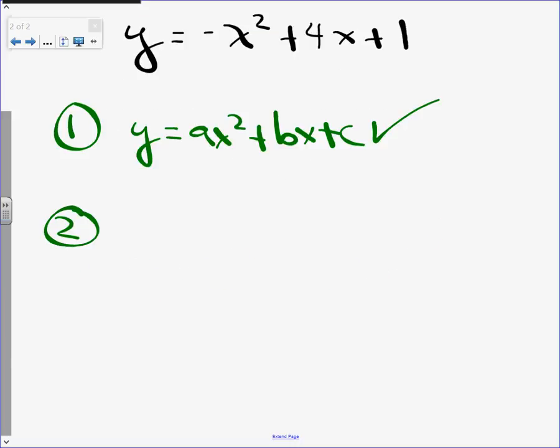Step two. Someone besides Castillo, read step two. Hernandez, hit it. If A is positive, it opens up. If A is negative, the parabola is going to open down.